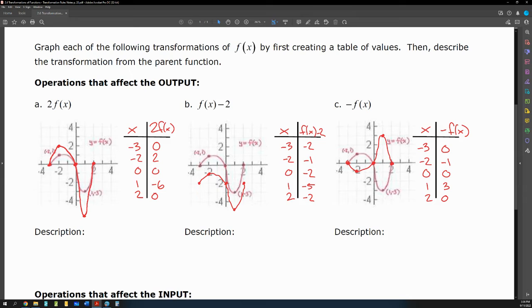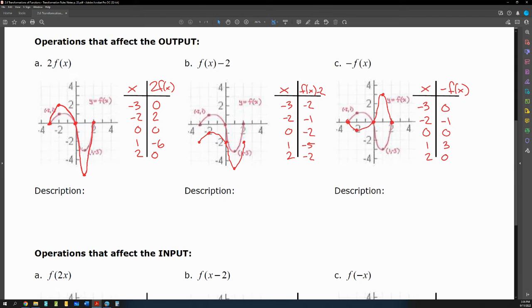Okay. So now let's take a look at these graphs and see if we can come up with a description of the transformation. For letter A, we've got this graph and it's stretched vertically. So this is a vertical stretch by a factor of 2. And remember, that's where we doubled all of the function outputs.